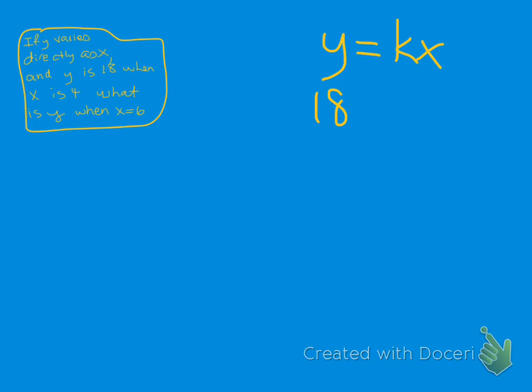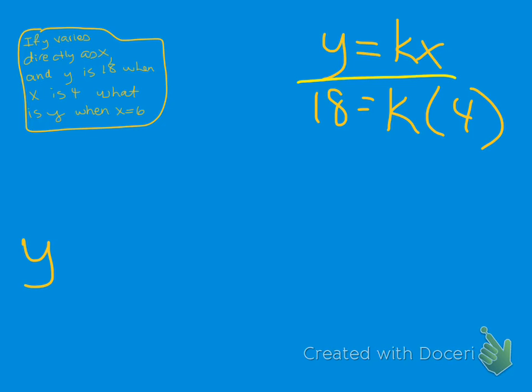Okay, let's do a problem. If y varies directly as x, and y is 18 when x is 4, what is y when x is 6? And I'm going to rewrite the equation here. Okay, that's the general one that we always write: y equals kx. We always write it if the problem says it's a direct variation. And so I wrote the 18 right under the y because it says that y is 18. And then it says here that x is 4. So we're going to put a 4 right underneath that x.